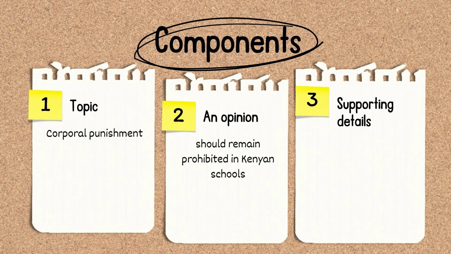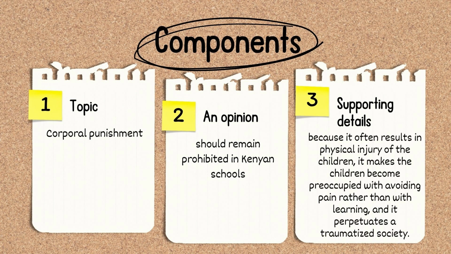Note that the opinion is specific to schools in Kenya. A thesis statement must be specific to a context, both historical, meaning a specific period in time, and geographical, meaning a specific place. The thesis statement also has supporting details. These details are physical injury of children, the replacement of learning with avoiding pain, and the perpetuation of a traumatized society.